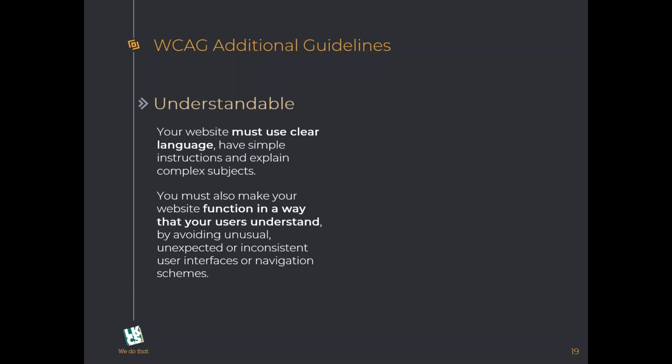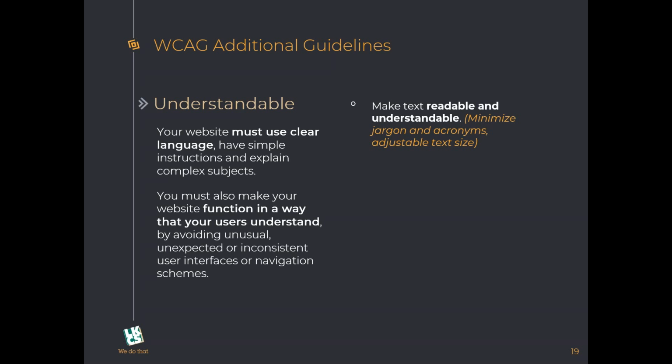Third piece is understandable. Your website must use clear language, have simple instructions, and explain complex subjects. You must also make your website function in a way that users understand by avoiding unusual, unexpected, or inconsistent user interfaces or navigation schemes. So make it as simple as possible. Make text readable and understandable.